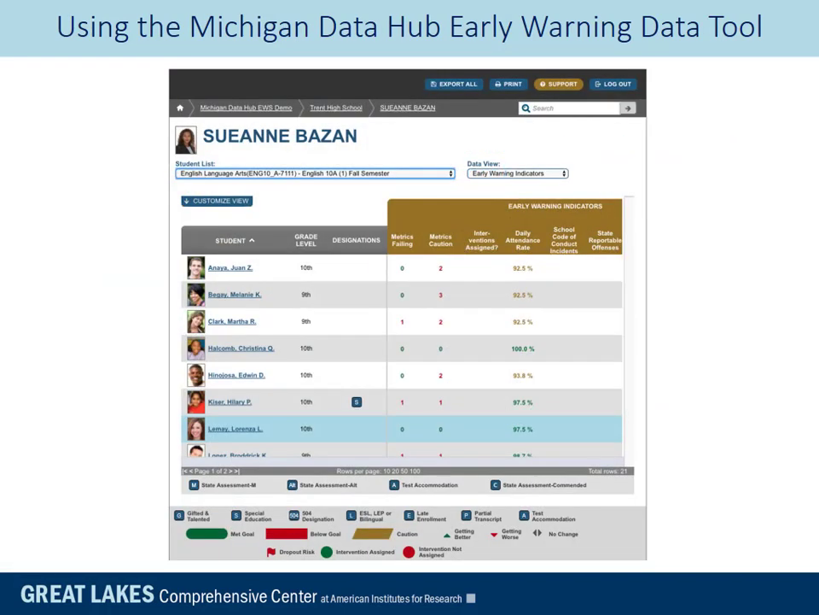To facilitate data-driven decision-making, the Data Hub allows the creation of watch lists for monitoring students. The watch list function is available through the teacher view. In the example here, Sue-Ann Bazan is the teacher. By clicking on the student drop-down list, Sue-Ann can see both the Dynamic Lists option as well as her own Custom Early Warning System list. By clicking on Customize View, users can view shared lists from other people. The use of shared lists will be discussed in subsequent videos.